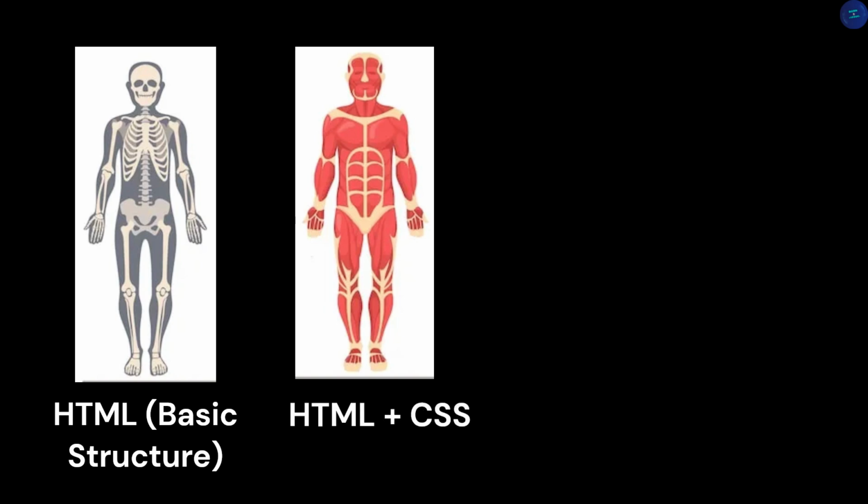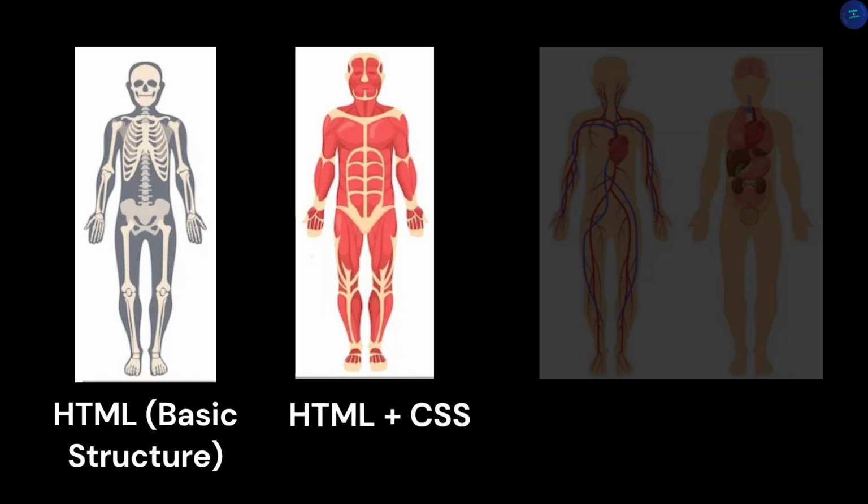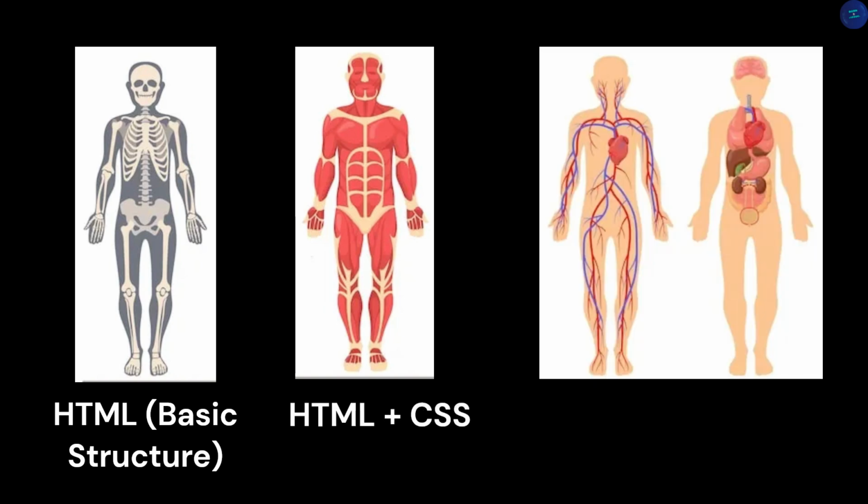Think of it like this: a skeleton is just the HTML of a body. When we add skin to it, it becomes HTML and CSS. And when we add a brain and nerves and organs that need a body to function, it's called JavaScript.